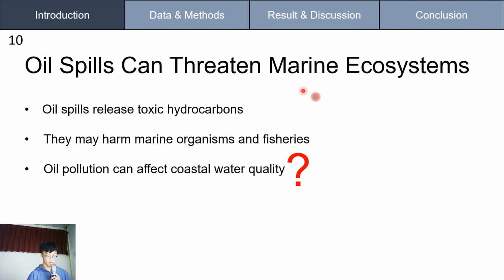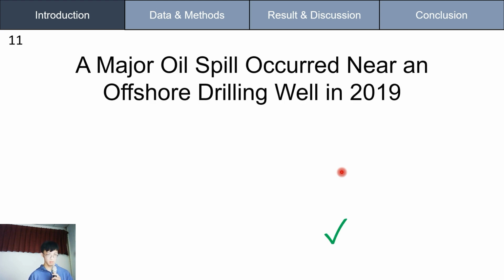So, can oil pollution significantly affect coastal water quality? In this case, I would say the impact was limited. This is because, except for nickel, all other oil-related water quality parameters met the environmental standards. In addition, the nickel existence was only temporary.